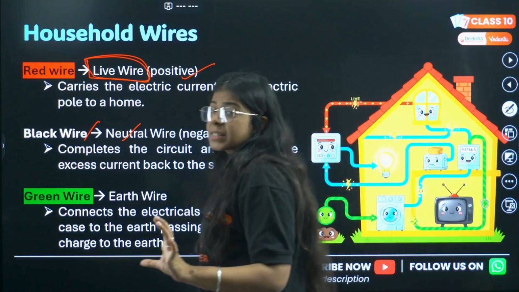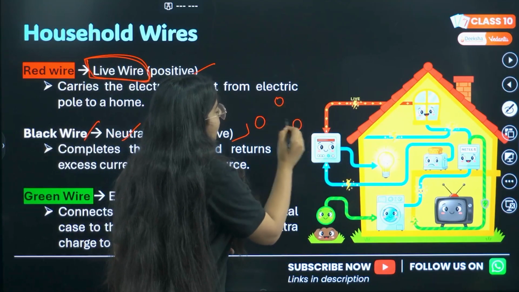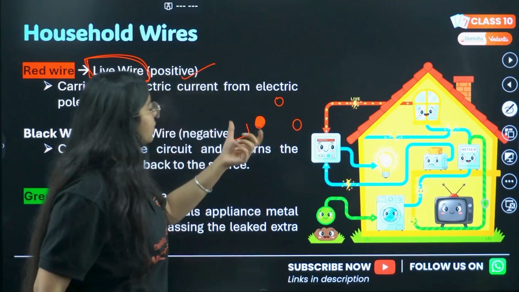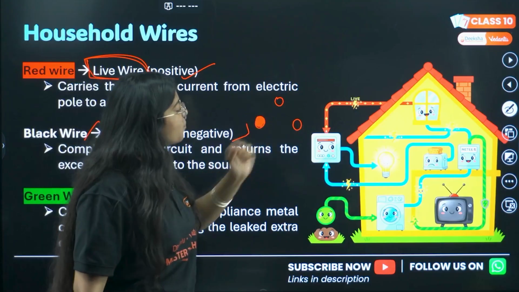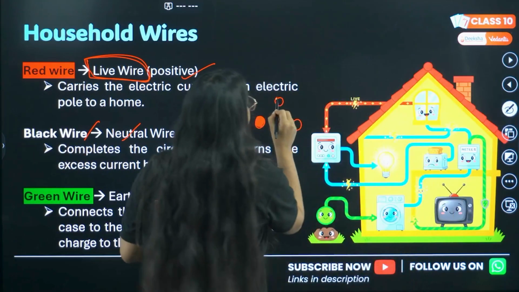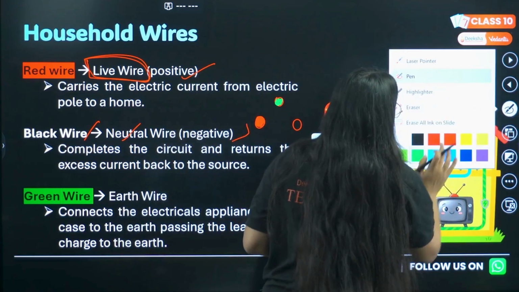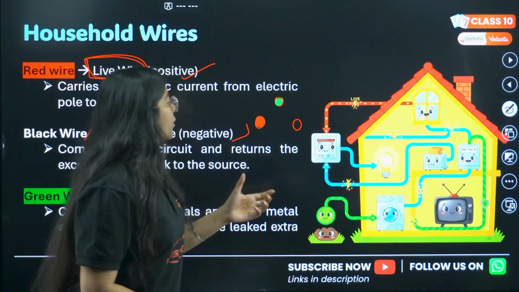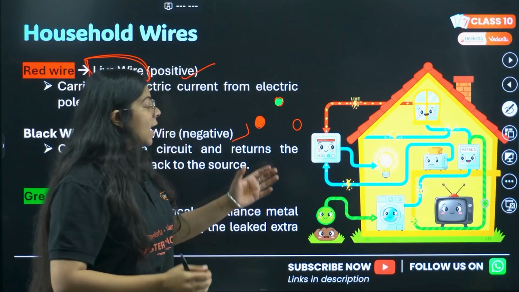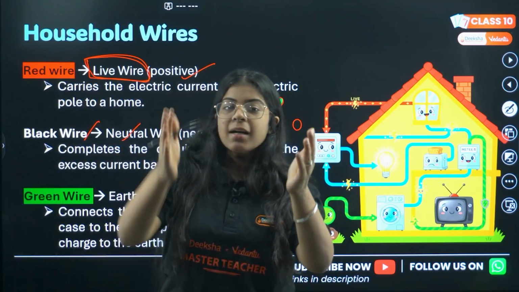Now it completes the circuit. How? See, we have this plug in our houses. This plug is of the red wire, this plug is of our black wire, and this plug is of the earth wire. What we usually do when we put a charger inside that plug, you usually put this in these two terminals, right? So what is happening, we are putting a charger in between a neutral wire and a live wire.